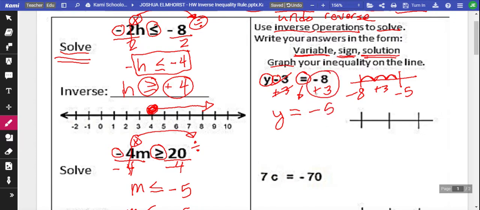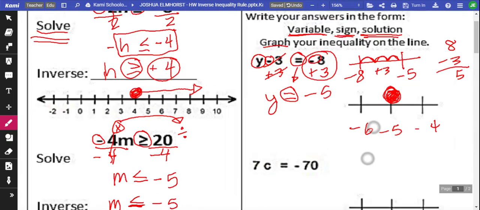So -8 plus 3 does not mean 8 plus 3. You're already at -8. So that's actually 8 minus 3, which is 5. And then you have more negatives. So your answer is negative. So -6, -5, -4. And this is an equal to sign. So there's no arrow. There's just one solid circle.